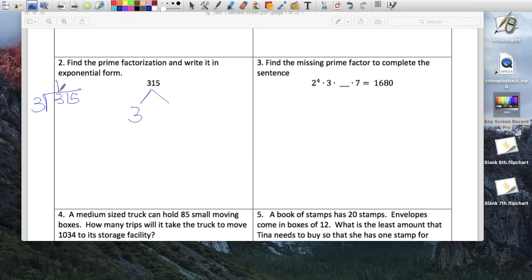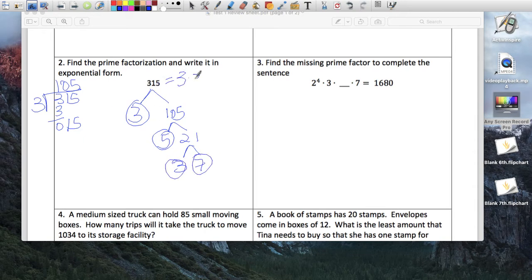3 goes in 3 one time. Bring the 1. 3 goes into 1 zero times. Bring the 5 down. 3 goes into 15 5 times. So it's going to be 3 and 105. I circle this to let me know it's a prime number, and I don't have to worry about it anymore. 105, I'm going to choose 5, and it's going to be 21. Circle again, prime number. 21 is 3 and 7. Circle, circle. I'm done.